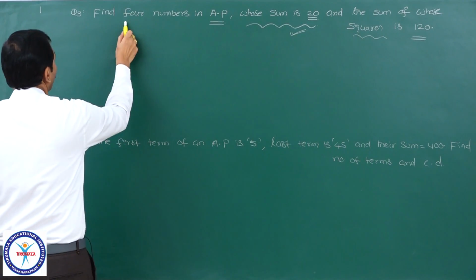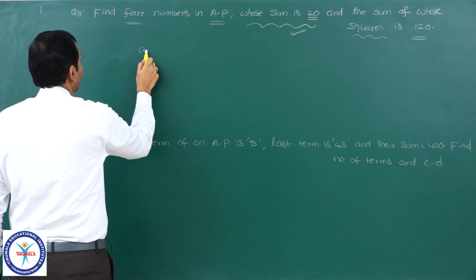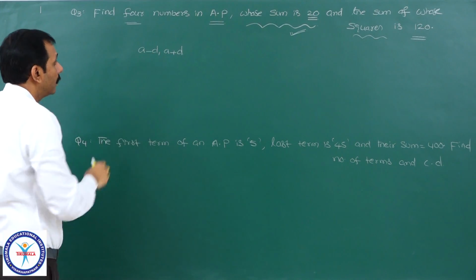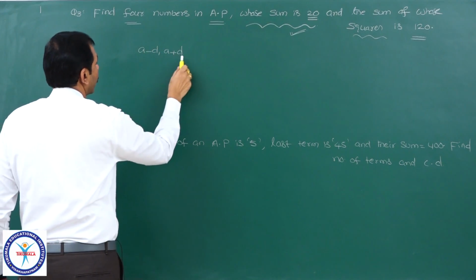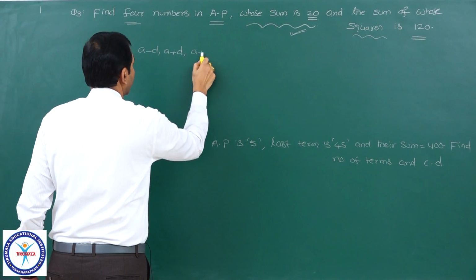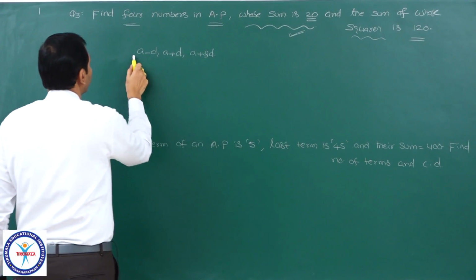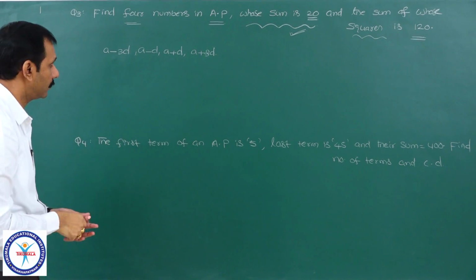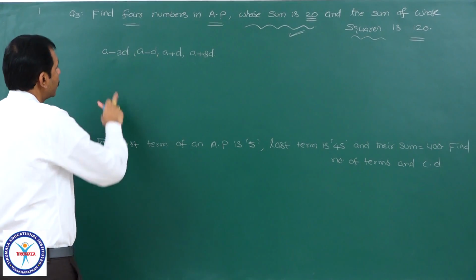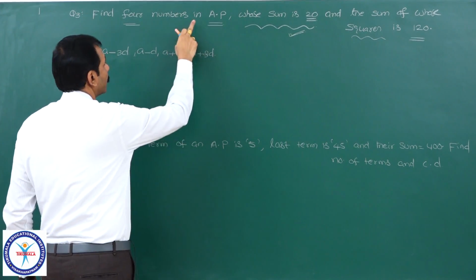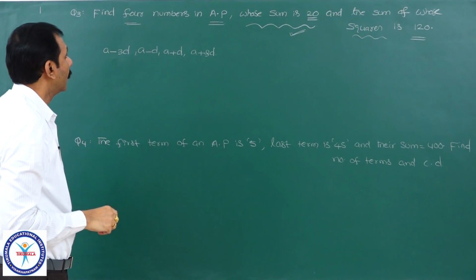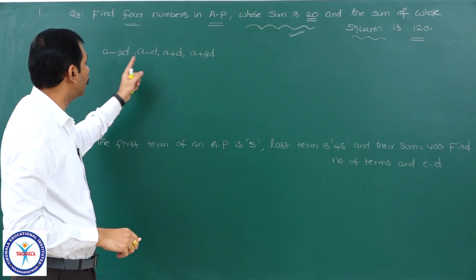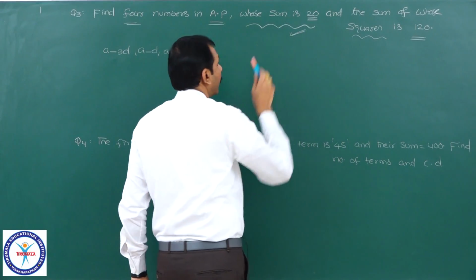Observe this. 4 numbers are in AP, no? We will take A minus D, A plus D as the middle terms. Because the common difference is 2D, the next term with common difference 2D will become A plus 3D, and here it will become A minus 3D. We discussed this concept. Now, because these are the 4 numbers which are in AP and we need to find these 4 numbers only, to find these numbers, given their sum is equal to 20.